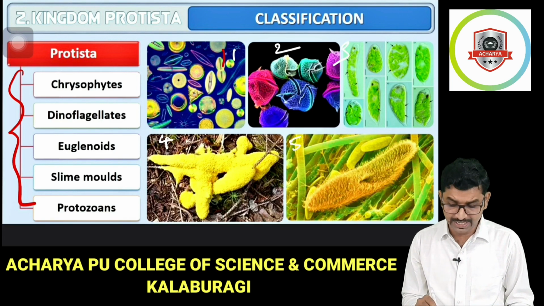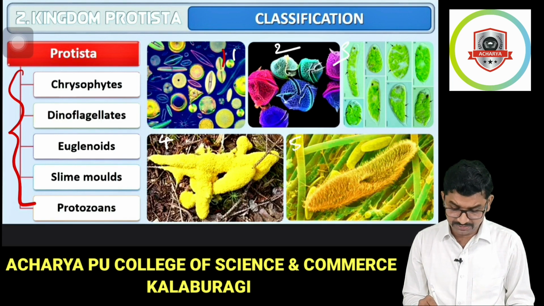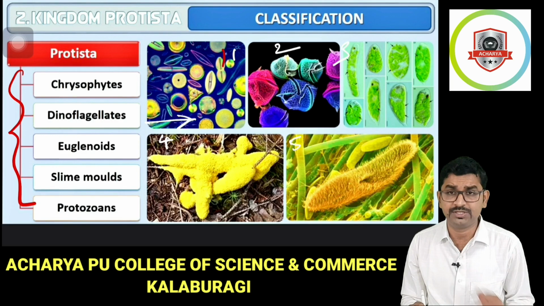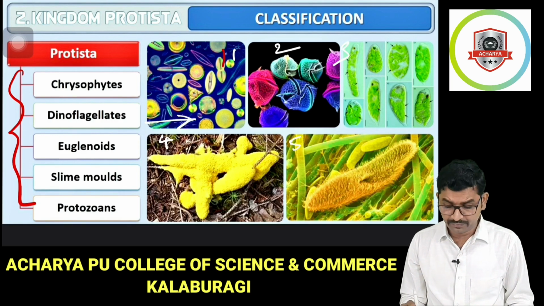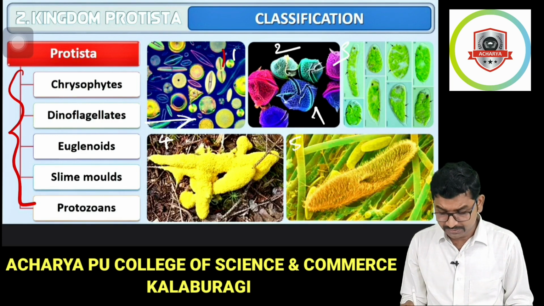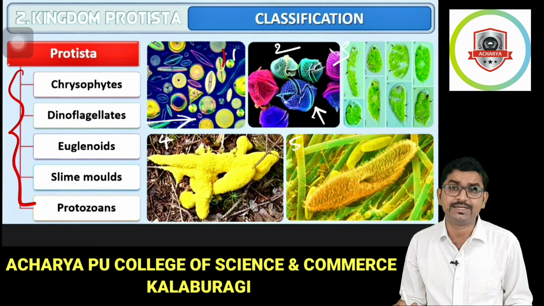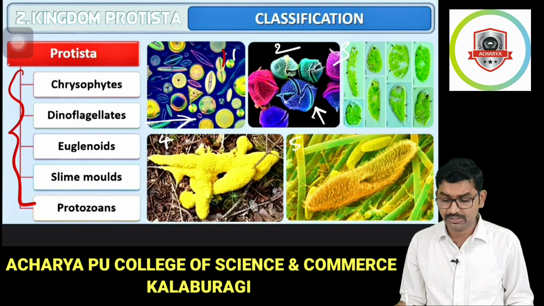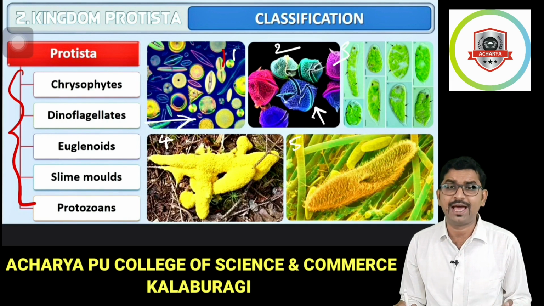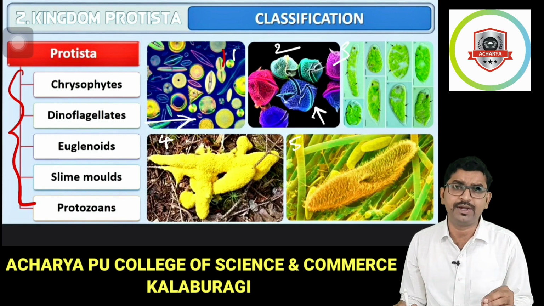You can see these are the chrysophytes, which commonly include members, popularly the diatoms. We will see them in the coming slides. Then these are dinoflagellates. The name tells you, dino means they have two flagella. Alright. Then euglenoids, they have photosynthetic pigment.